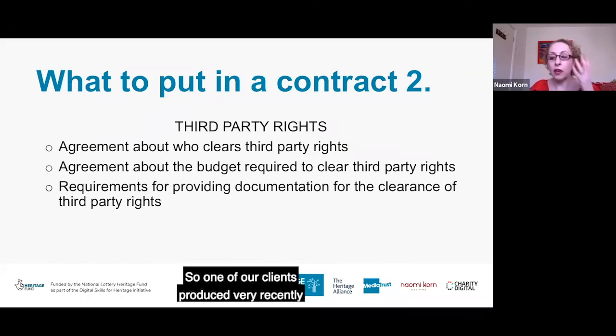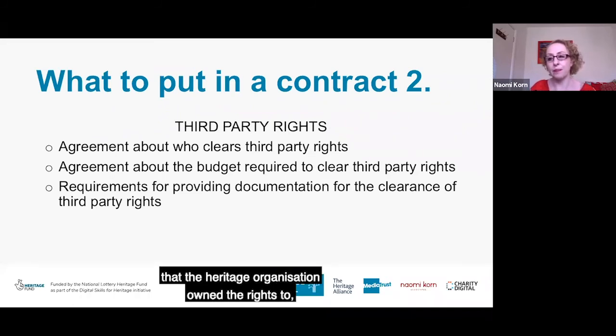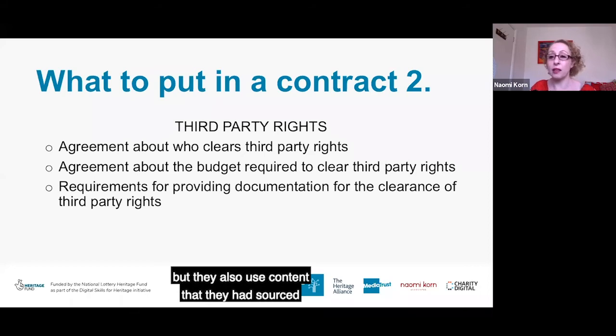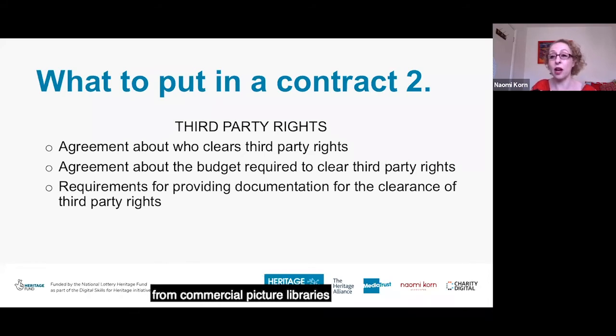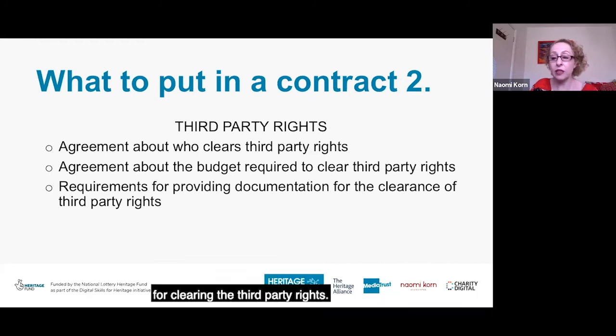So one of our clients produced very recently a sound and light show, which was a beautiful piece of digital installation, a bit like the case study, where they had used third-party content as part of that. So they had used content that the heritage organisation owned the rights to. They had brought new content with them, but they also used content that they had sourced from commercial picture libraries like Getty and Alamy and Bridgeman Art Library. And it was very clearly outlined within the contract that the supplier would take responsibility for clearing the third-party rights.